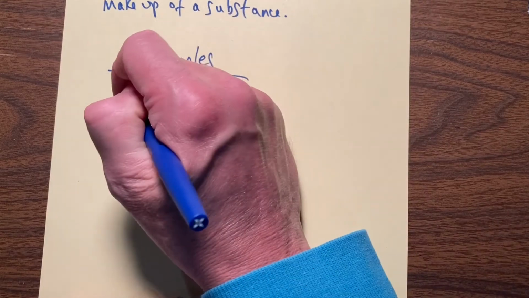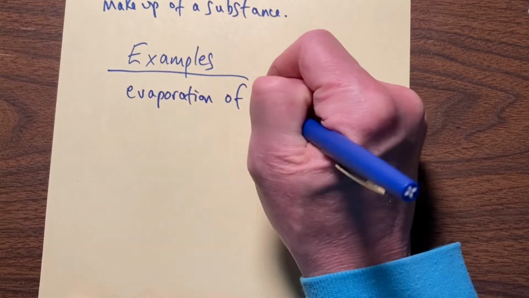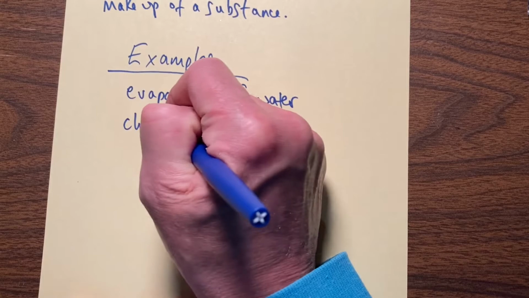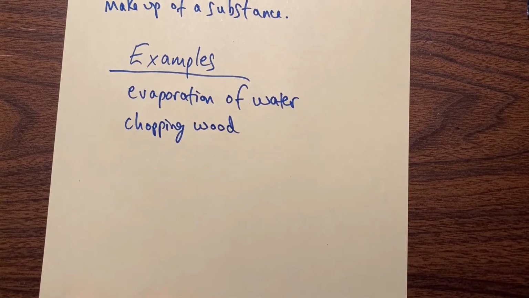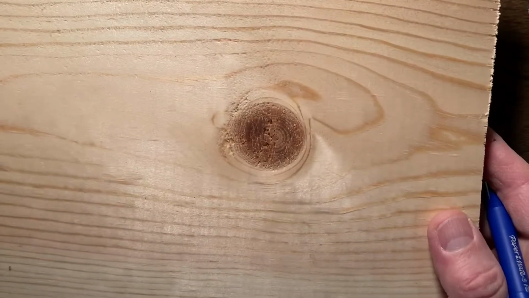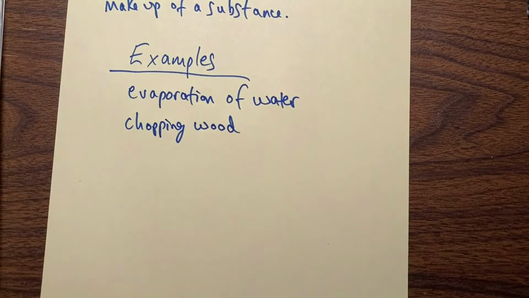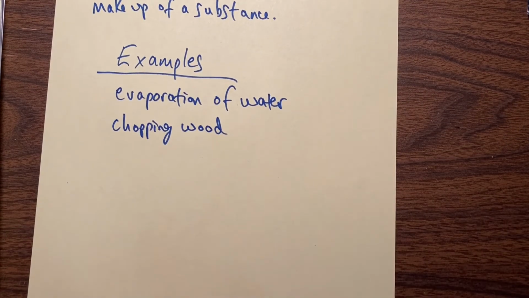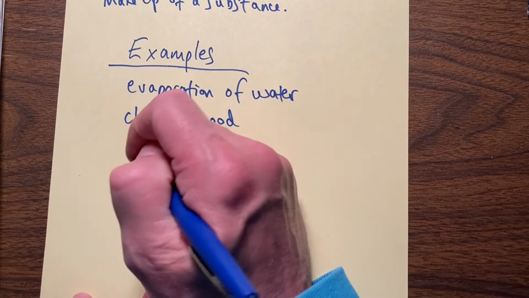Let's see what else. Evaporation of water from a lake is a physical change. Chopping wood is an example of a physical change. It's still wood. You can take a piece of wood and just cut it up. It's still wood. You're not converting it into anything. A chemical change with wood would be burning it in a campfire. You're converting the carbon and hydrogen and oxygen of the wood into CO2 and water. Crushing a soda can is a physical change.